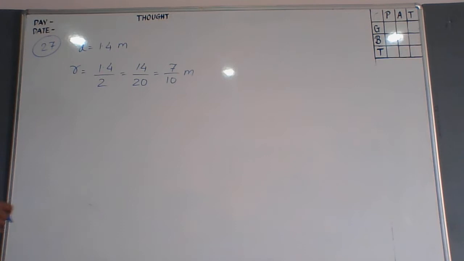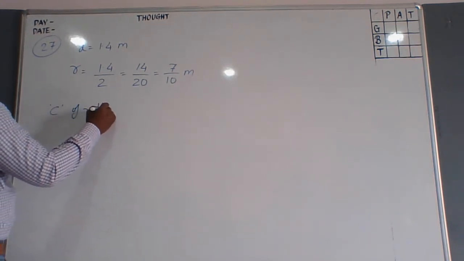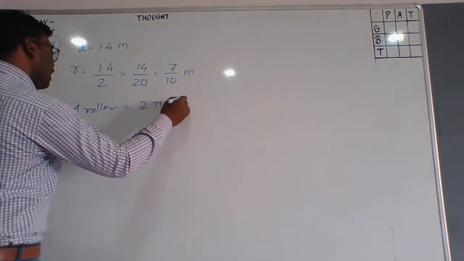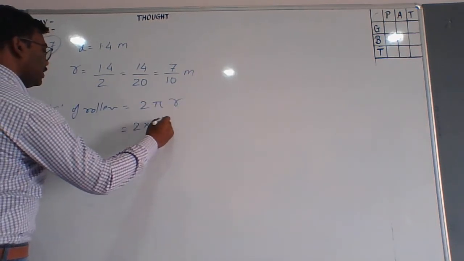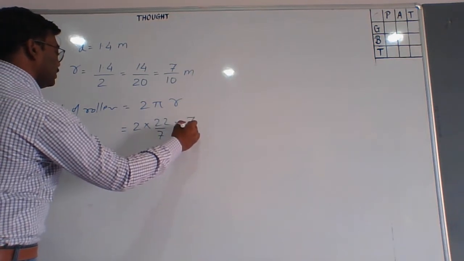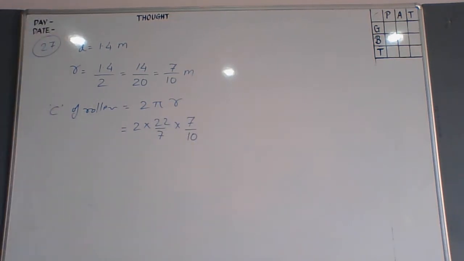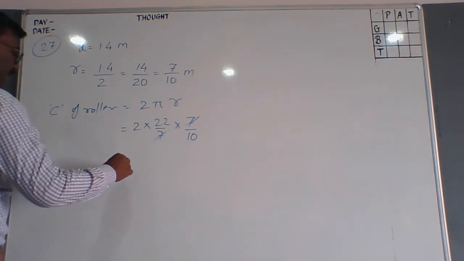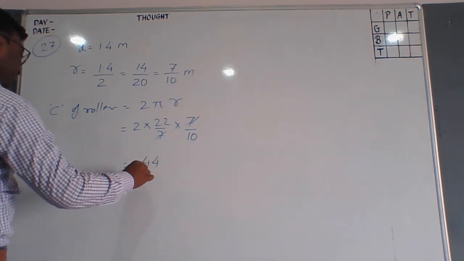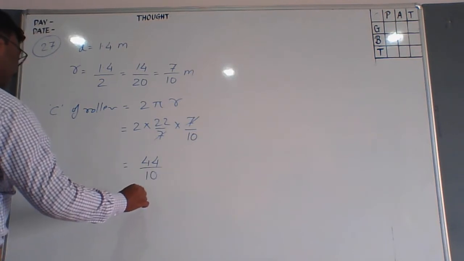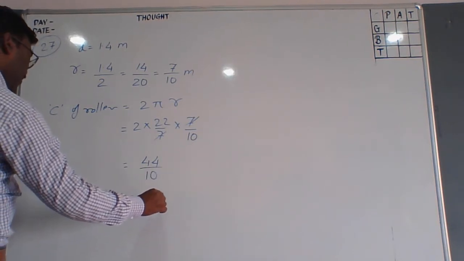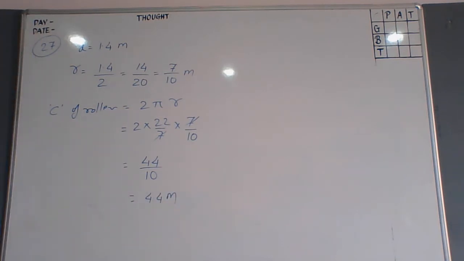Now we want to calculate the circumference of the roller. The formula is 2 pi r. 2, the value of pi, and the radius. Got it? Now what will happen here? 7 and 7 will get cancelled. 2 multiplied by 22 is 44 upon 10, that is 4.4 meter. This is the circumference of the roller.